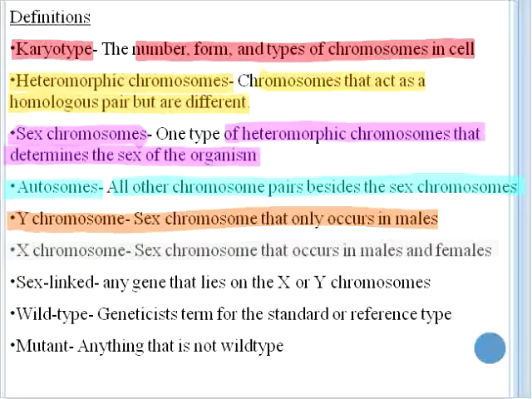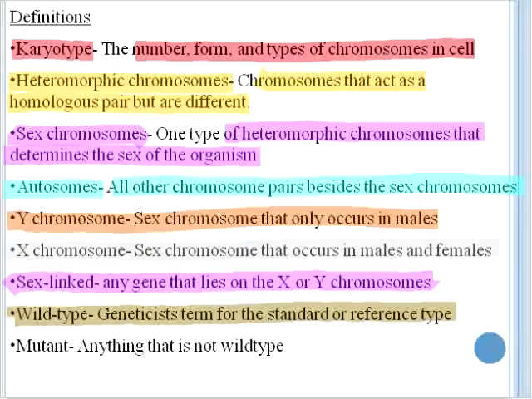Sex-linked is any gene that lies on the X or Y chromosomes. Wild type is a term that geneticists use for the standard or reference type, the type that is, quote-unquote, normally present. And mutant is anything that is different from wild type.